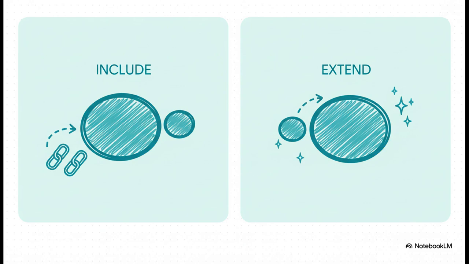Let's break it down. An include is a dependency. The main use case cannot be completed without it. It happens every single time. An extend, on the other hand, is for optional stuff. It only happens sometimes under specific conditions. And look closely. The arrows point in opposite directions. That's a super important visual clue to tell them apart.